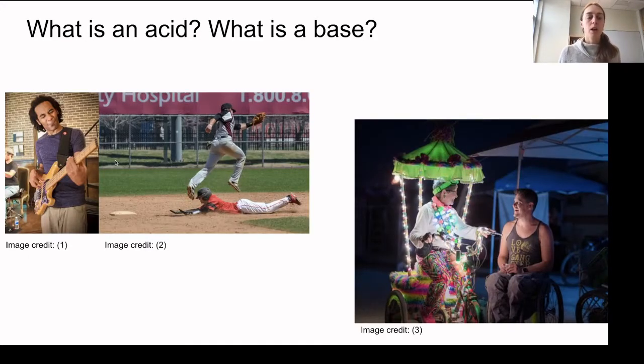So, first off, what is an acid and what is a base? In the context of chemistry, it is neither a musical instrument nor a thing in a sports ball game. For a base, and for an acid, it is not a thing that a kindly lady on a bicycle would hand you in the desert.